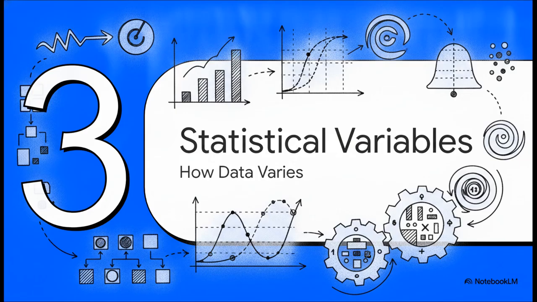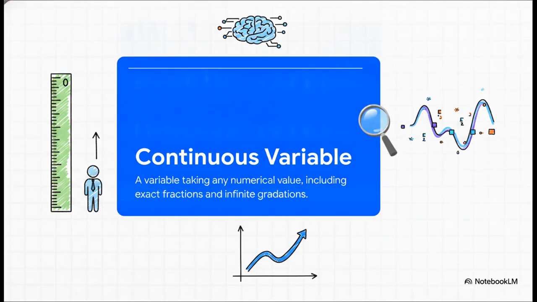Moving on to Section 3, understanding statistical variables and how data actually varies. To really master quantitative classification, we need to look at the first type of variable, the continuous variable. A continuous variable is smooth. It can take any numerical value within a range, including exact fractions and decimals. Think about the height of a student.